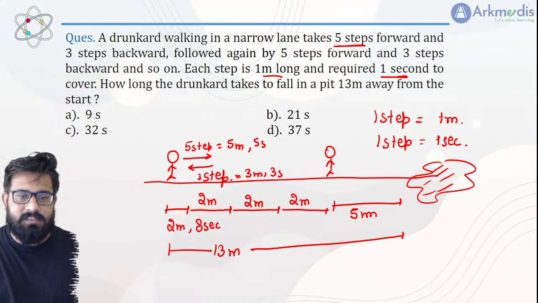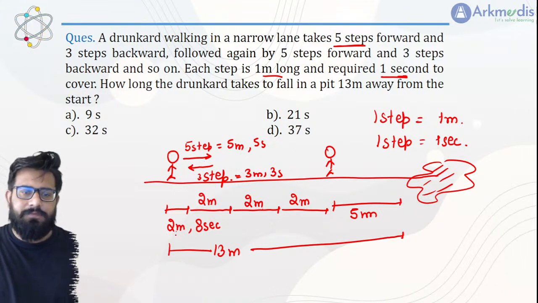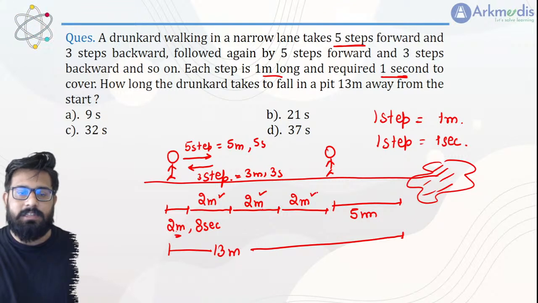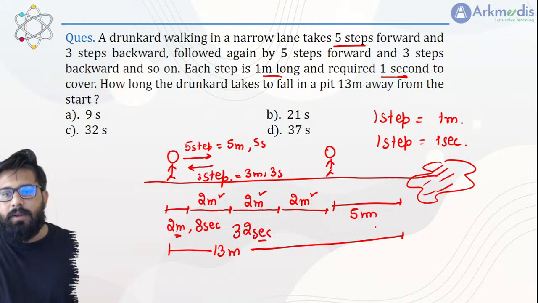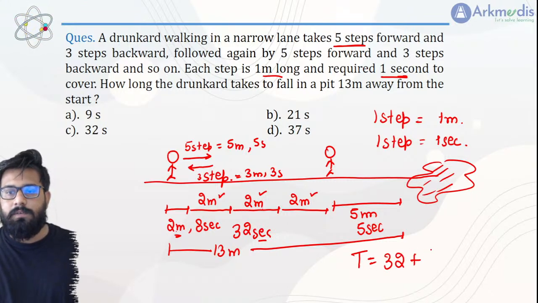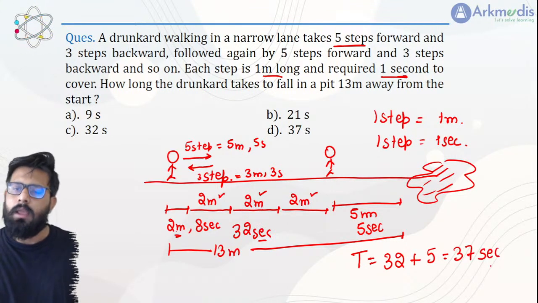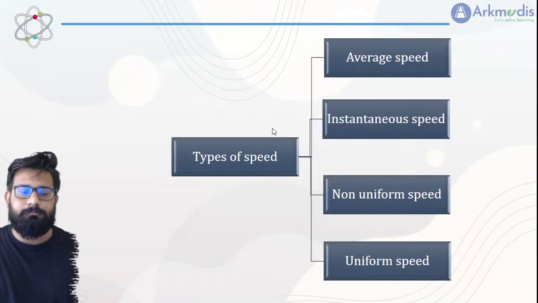So how much distance is he covering? 13 meters. See, 2 plus 2 plus 2 plus 2 and plus 5. Now how much time is he taking? 8 seconds for the first part, 8 seconds for the next part, 8 seconds, 8 seconds. How much is it? 32 seconds. But for this 5 meters, it takes 5 seconds. So the total time taken is 32 plus 5. Once you solve this part, you'll get 37 seconds as the right answer. So your D option is absolutely right, which is 37 seconds.